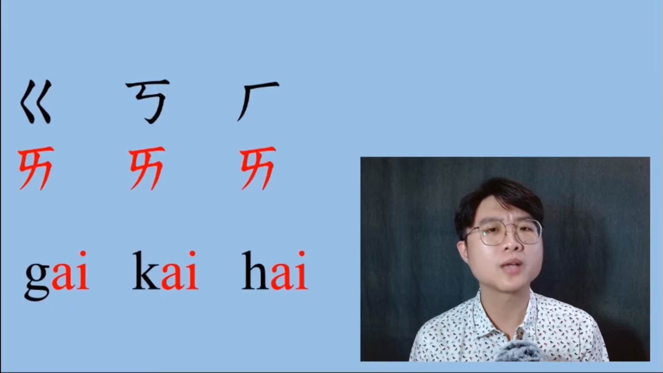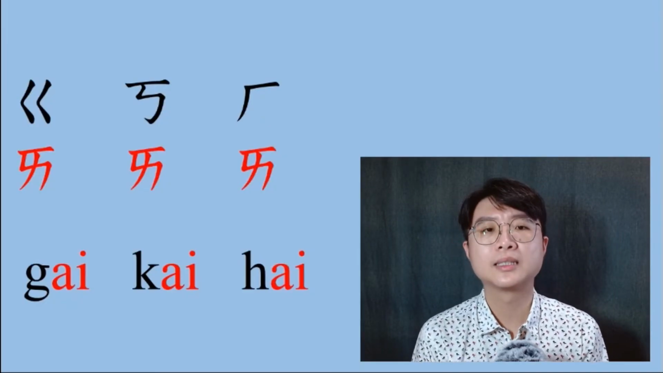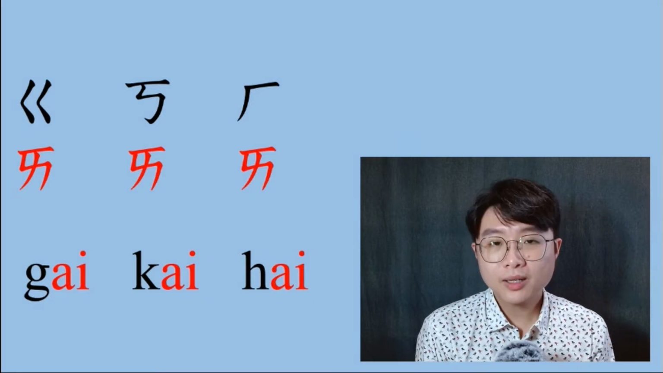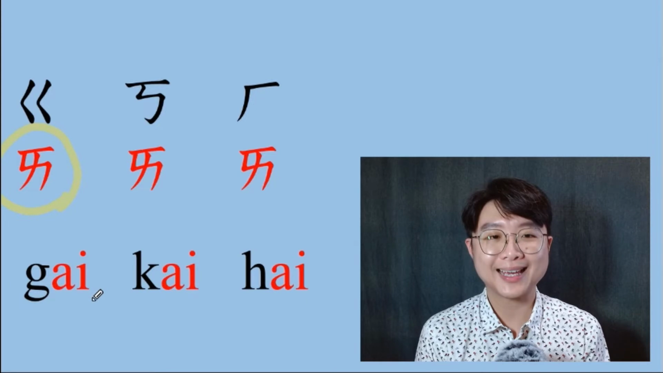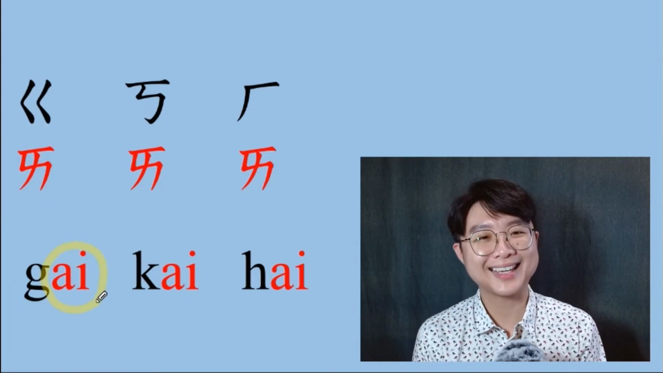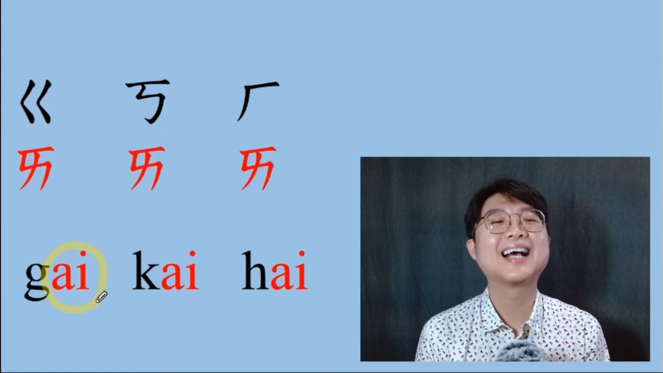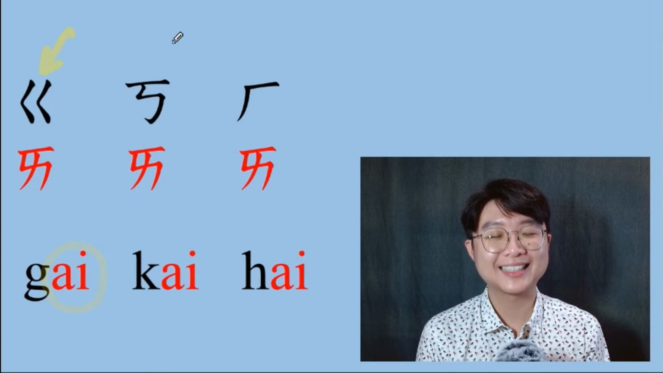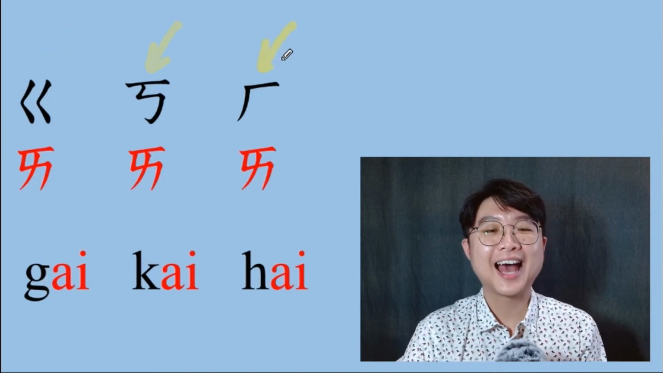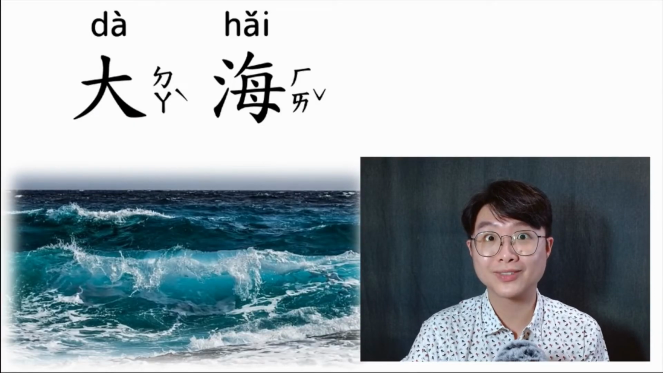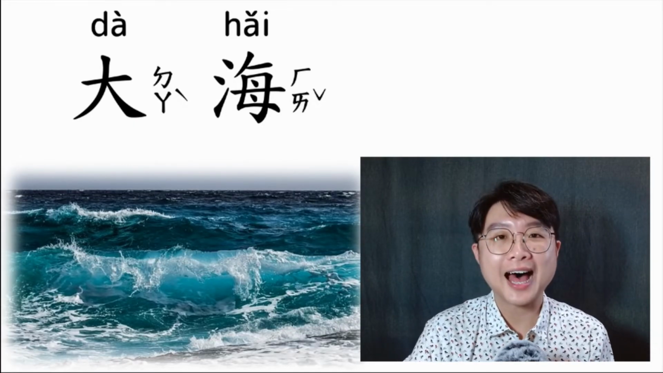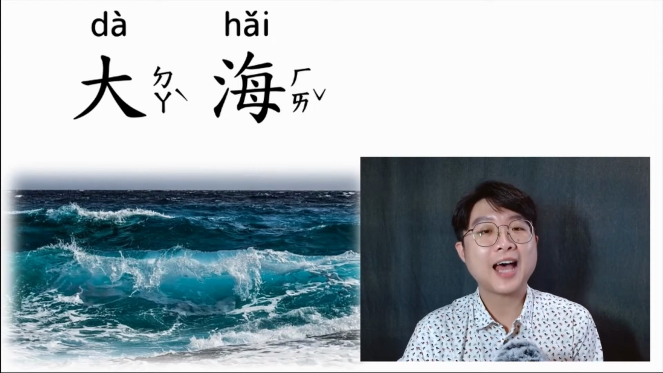Now we have new consonants here. It's g, k, and h. So when these three go with ai, it sounds like gai, kai, hai. For example, the ocean, seas, 大海, 大海.